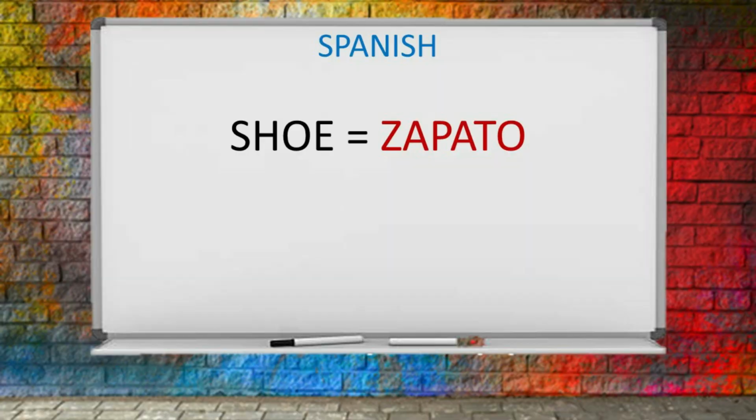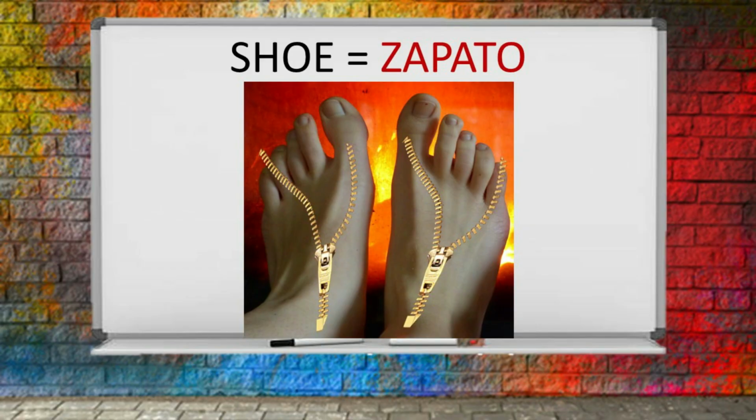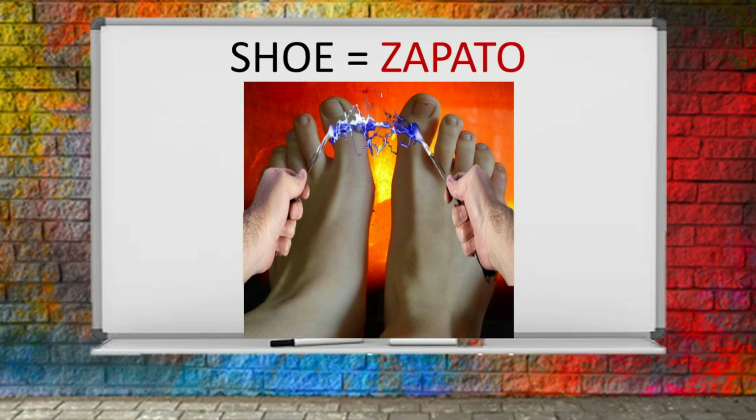The word for shoe is zapato. Sounds like zip-a-toe or zap-a-toe. Zapato, maybe your shoes have zippers and you're zipping them up too fast and you zip-a-toe. Or you've got electric shocks and you zap-a-toe with your shoes.